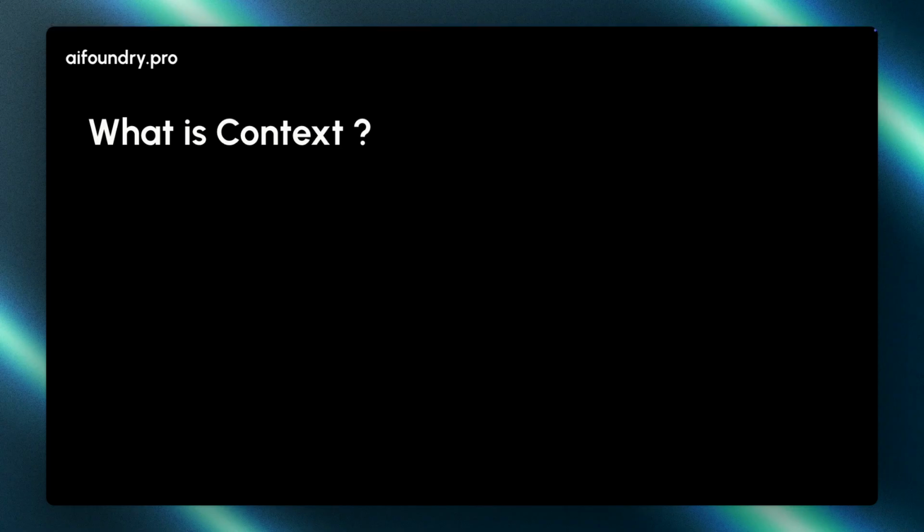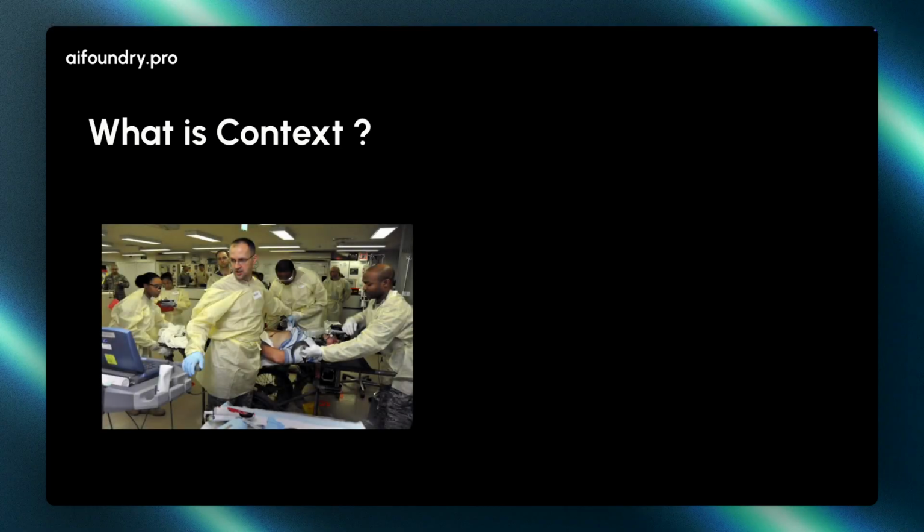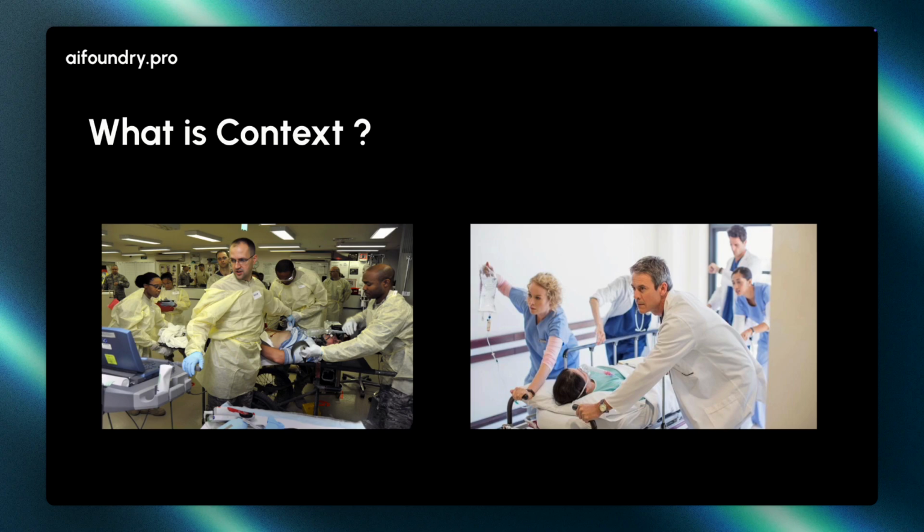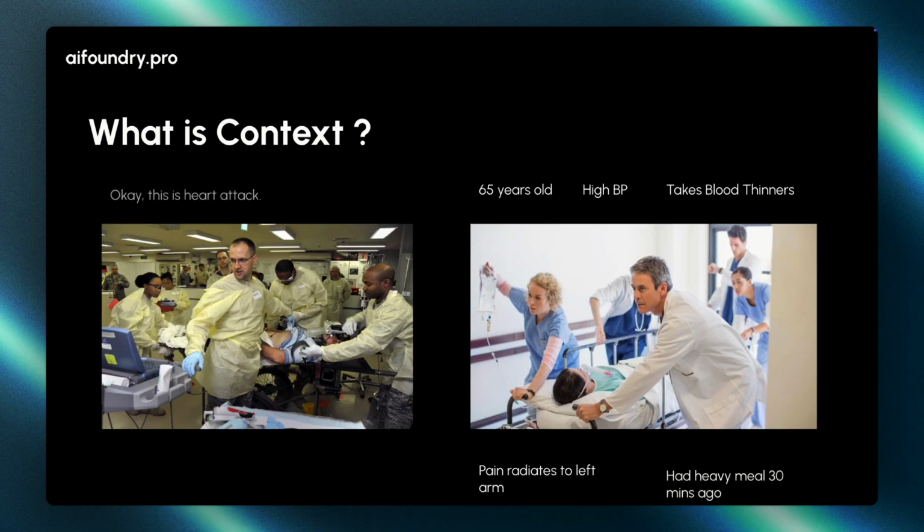Imagine you're a doctor in an emergency room. A patient rushes in, clutching their chest, gasping for air. You have seconds to decide if it is a heart attack, or panic attack, or asthma. Now here's the thing. Those symptoms could mean any of those conditions. But then you get context. The patient is 65 years old, history of high blood pressure, takes blood thinners, pain radiates to the left arm. They ate a heavy meal 30 minutes ago. Suddenly you know, heart attack.